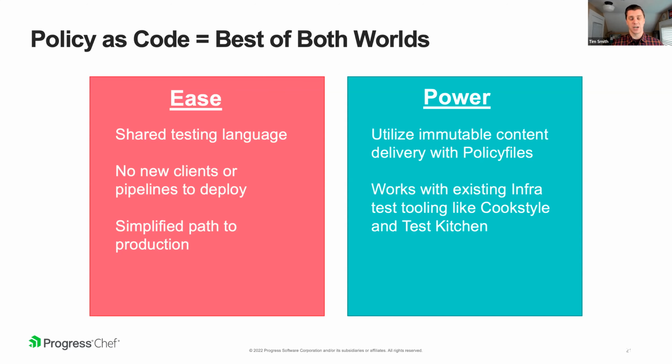There's no new clients to deploy for this. There's no new pipelines to deploy for this. This works with existing infrastructure setups. And that really gives us a nice simplified path to production, right? We don't have some sort of infrastructure deployment where we have to then kick off Jira tickets or do something with another workflow, all going through a single tool, through a single pipeline.